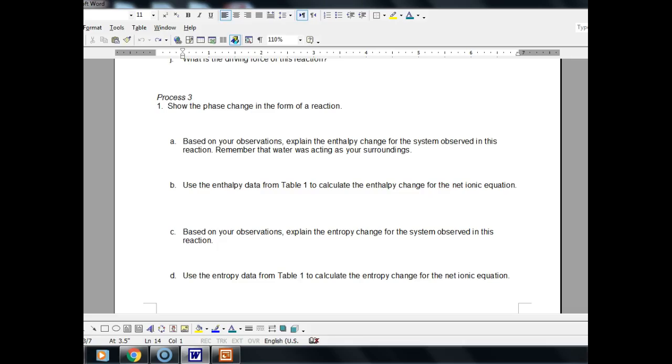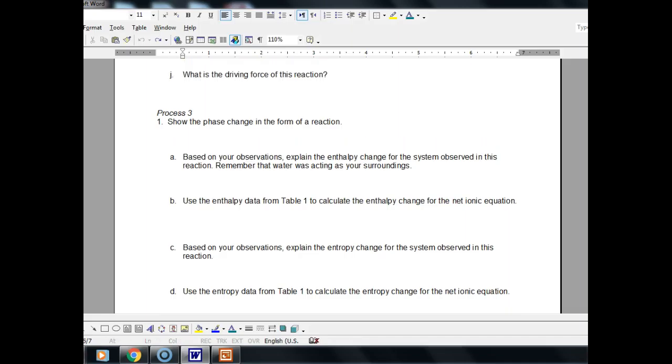Remember that if you're looking at the surroundings and you see an increase in temperature, it's because the system is losing heat to it. It's undergoing an exothermic change. And if the temperature decreases, then the surroundings are giving heat to the system, so the system is going through an endothermic change.